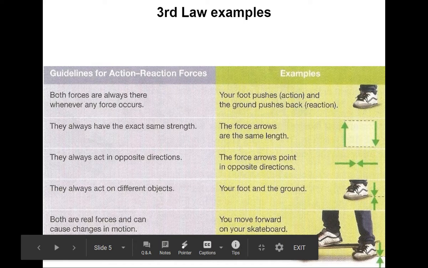Okay, I'll use this. So your foot pushes on the ground and the ground pushes on your foot. You can tell you're pushing on the ground if you leave a footprint because you're pushing into the ground. And you can tell the ground is pushing on you because you can feel it. You can feel that force. Both are real forces and can cause changes in motion.